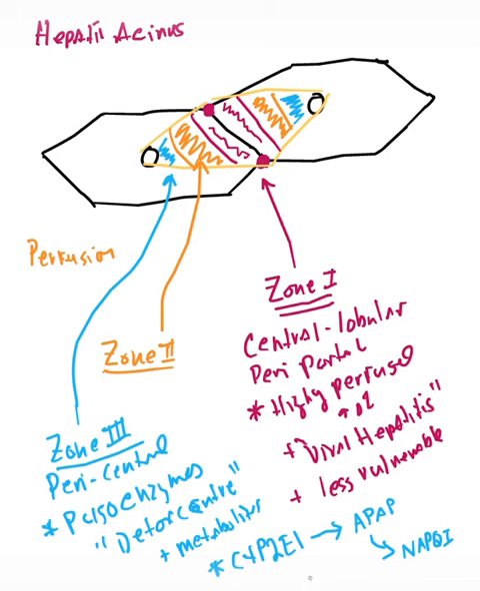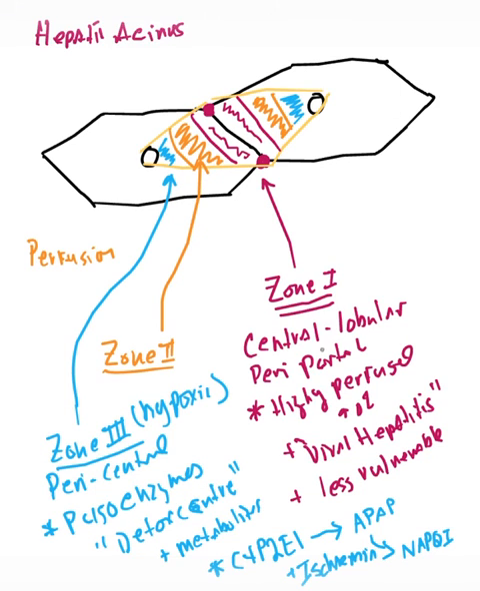In addition to that, this zone is much more sensitive to ischemic changes, because this zone is already relatively hypoxic compared to the other two zones. So in low flow or ischemic states, zone 3 is going to be at higher risk.